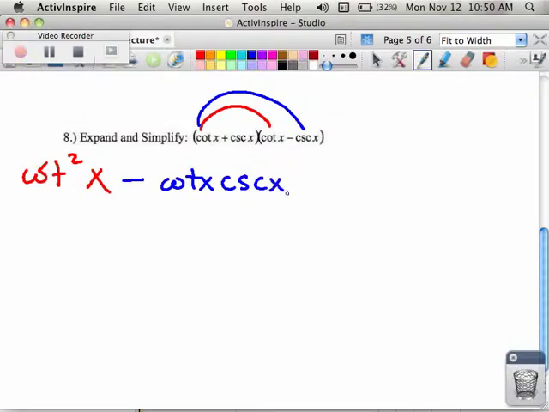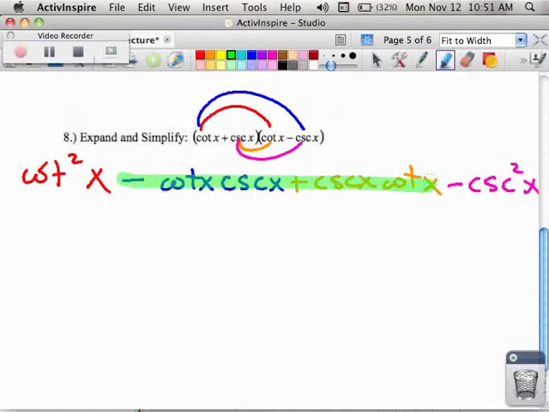And then I have cosecant times cotangent, which is positive cosecant cotangent. And then I see cosecant times negative cosecant, which is negative cosecant squared. Here's what I notice. Gone. That's nice, right? Now I have cotangent squared of x minus cosecant squared of x.